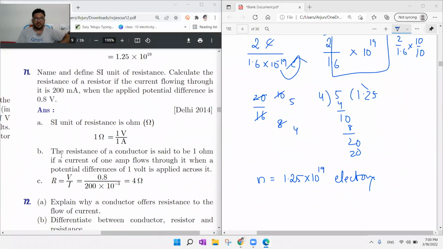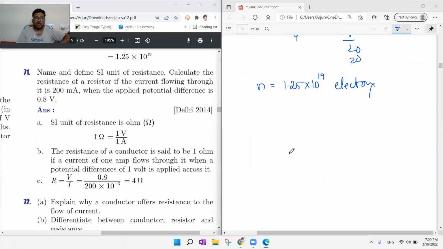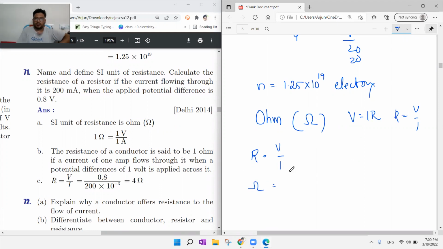Now the next question asked in 2014. Name and define SI unit of resistance. So SI unit of resistance is ohm and its symbol is omega. Now how to define ohm? We know Ohm's law, V is equal to I into R. From this, R is equal to V by I. SI unit of resistance is ohm. SI unit of voltage is volt. SI unit of current is ampere. Means 1 ohm is nothing but 1 volt by 1 ampere.